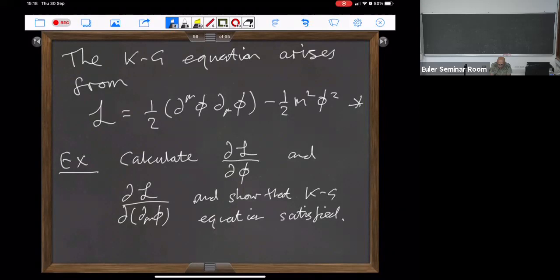And the second term, which clearly has the mass parameter in it, is the mass term, and this would correspond to a potential term. So the potential term is minus the term that appears in the Lagrangian. The potential for this Klein-Gordon field is a half m squared phi squared.